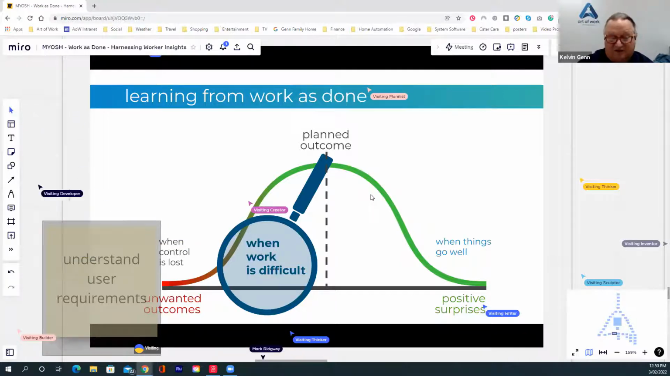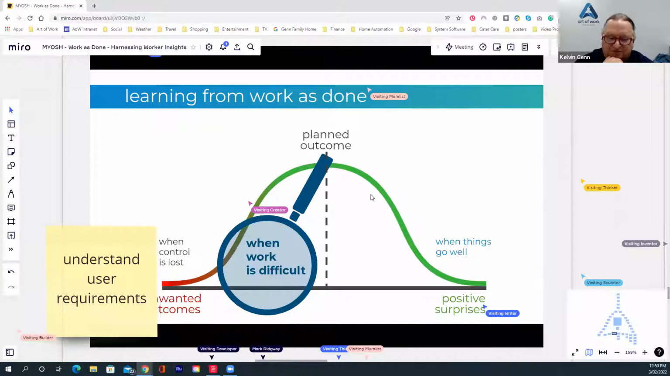I noticed someone has put up there a comment around understanding the user requirements. That's a really critical key of this process, and we'll drill into that a little bit more. And please feel free anywhere as we go through these slides to put a note or observation using the post-it note tool. We welcome that.